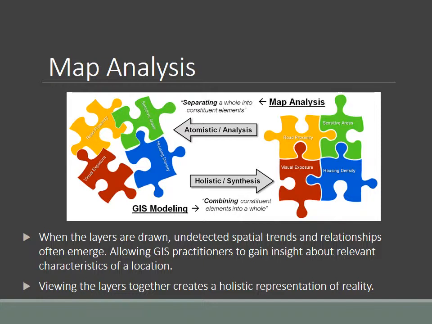In this example, we are looking at road proximity, geographically sensitive areas, visual exposure, and housing density. This kind of information would be very helpful to making a plan for future development. I don't know about you, but I would prefer if my city planner looked at all of this data and didn't just use housing density to make development decisions.